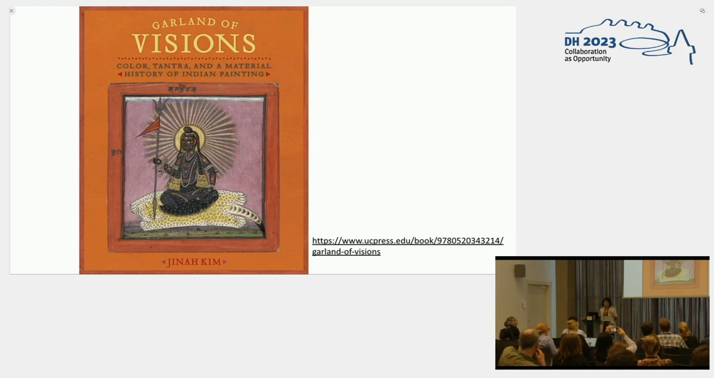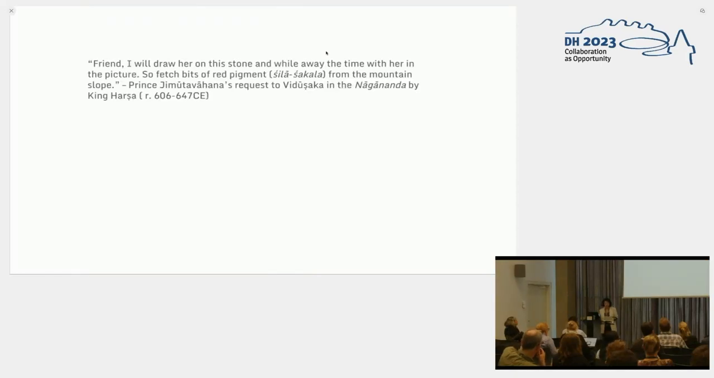understanding of color or color terms, I realized there are so many limitations in relying on surviving textual sources for information. For instance, this translation of a Sanskrit drama renders this term as red arsenic. That's a glossary provided by the translator. But in the context of this text, it is most likely hematite or iron-based red ochre that's being fetched, which is very frequent in northern India.